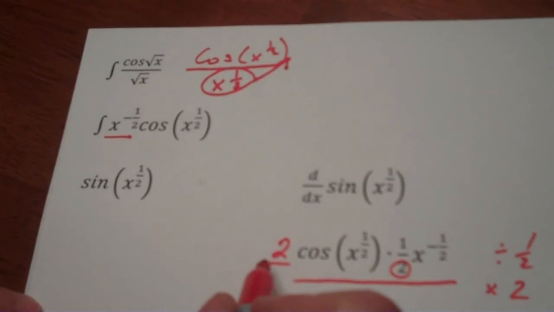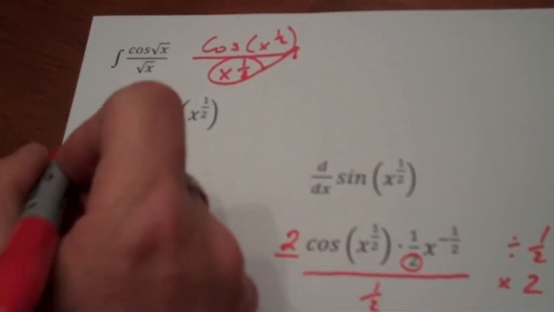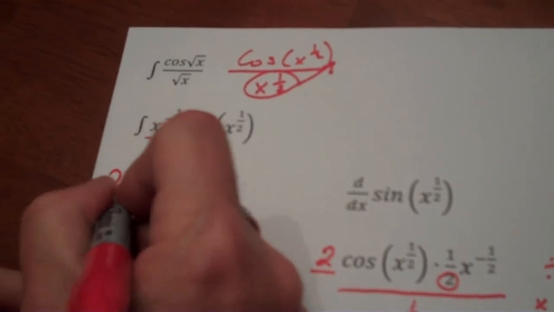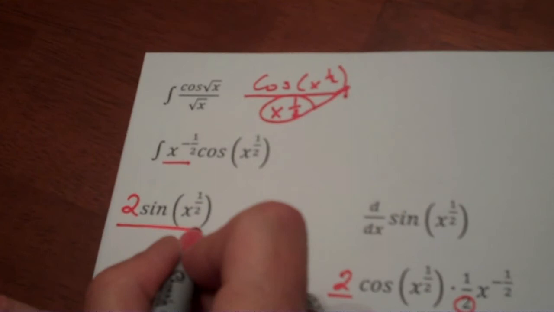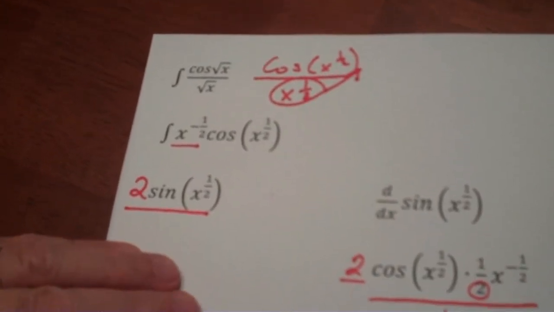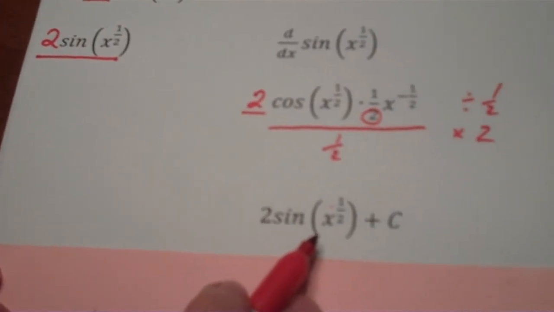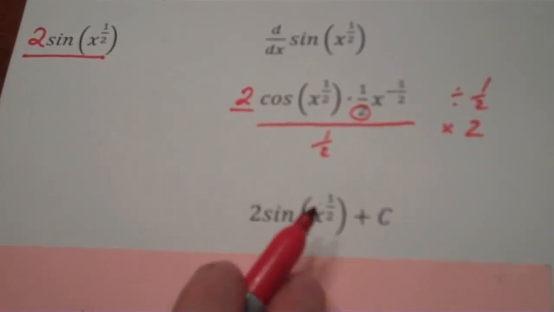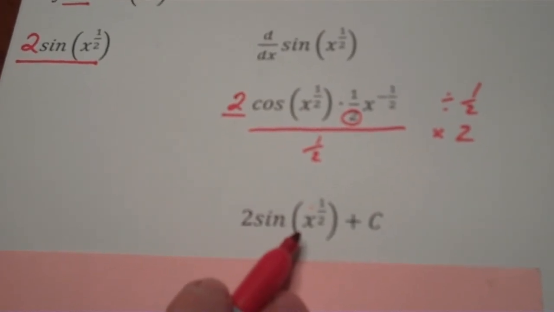But I can't, again, just put a 2 there because I feel like it. That 2 must have been there all along. So back here, there would be a 2. And I now think that this is my final answer. And of course, I'd have to put a plus c on the end. So let's check it out and see if the derivative of this really does give me my very original function.